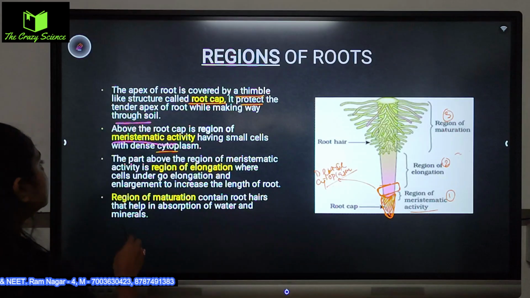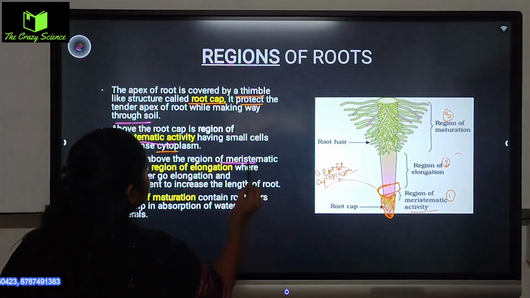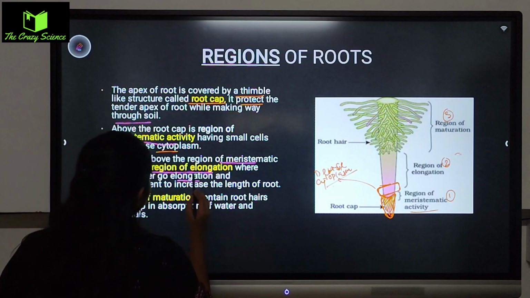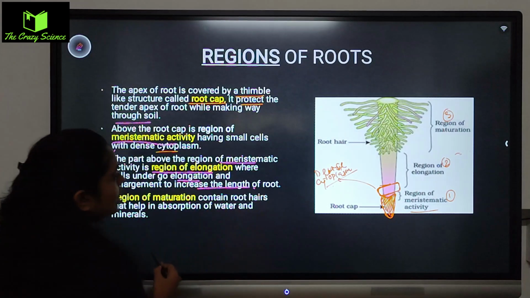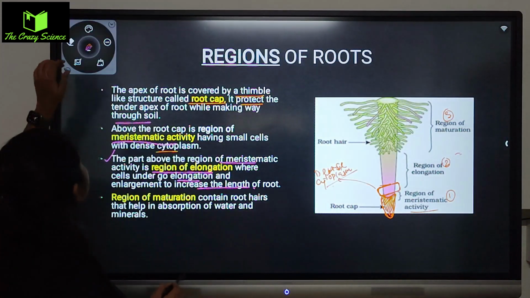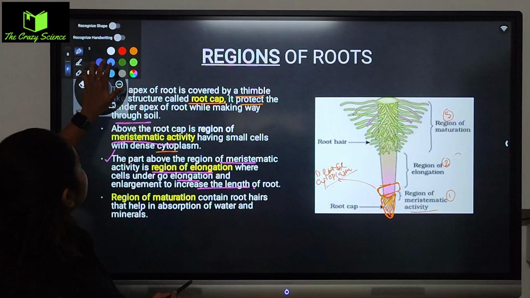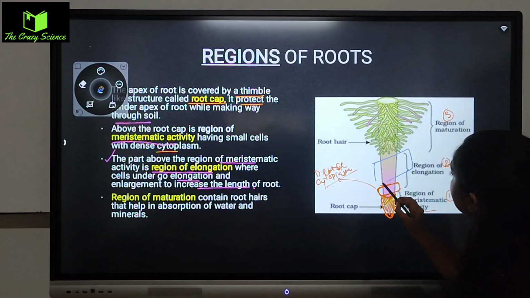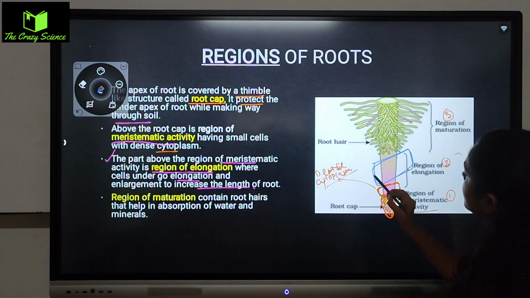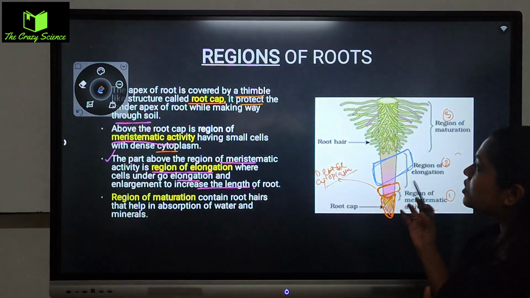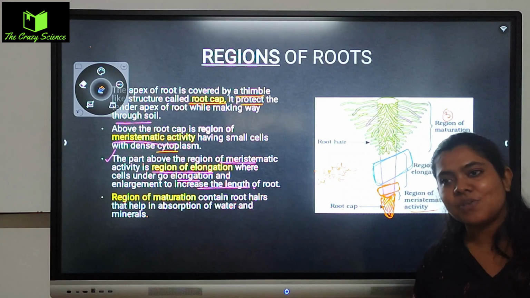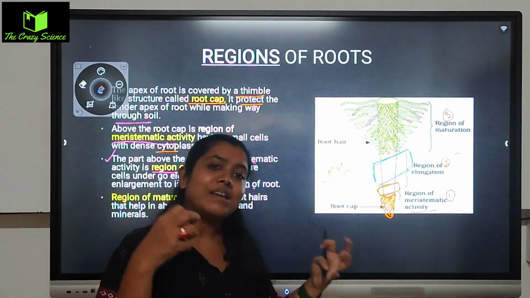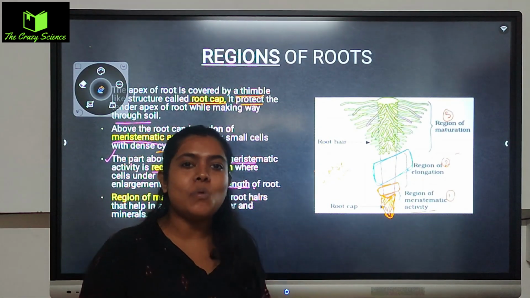Okay, next, the part above the region of meristematic activity is called the region of elongation, where the cells undergo elongation and enlargement to increase the length of the root. Exactly above this is the place, this particular area, which will be called the region of elongation. I'm talking about this part. This is the region of elongation. Why is it required? So that the roots grow more in length, get elongated, and can spread more over the soil and its areas, and more and more absorb water and minerals from all kinds of things.